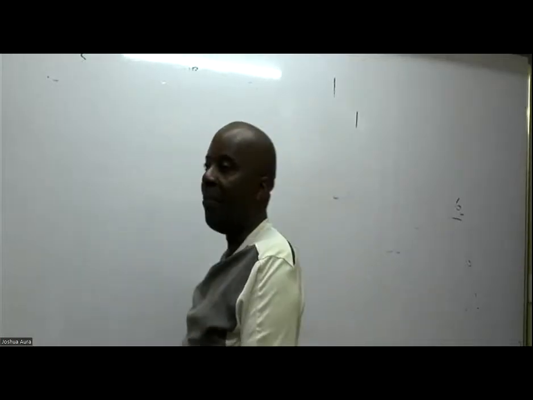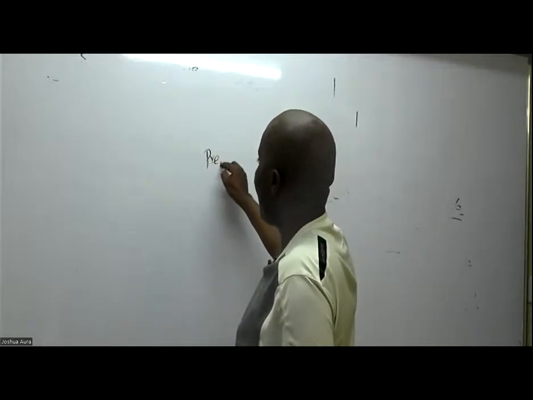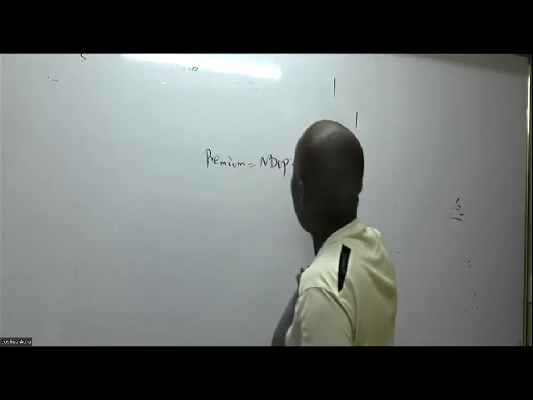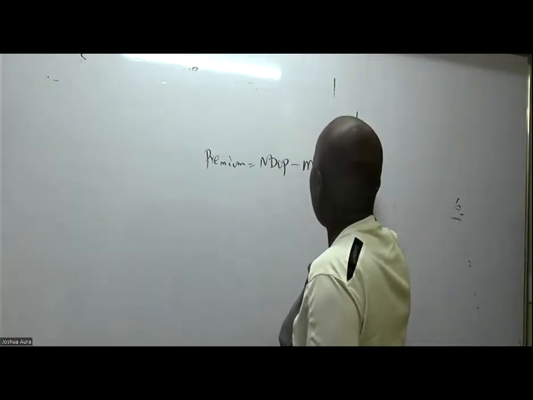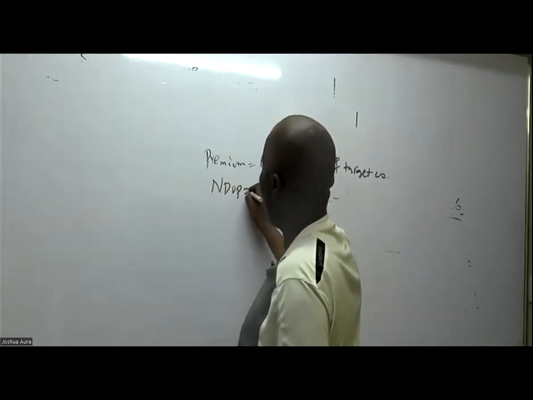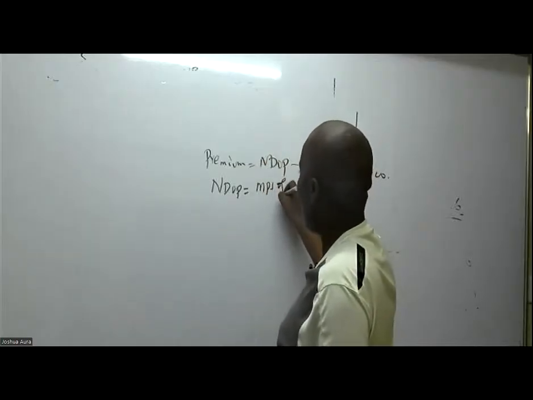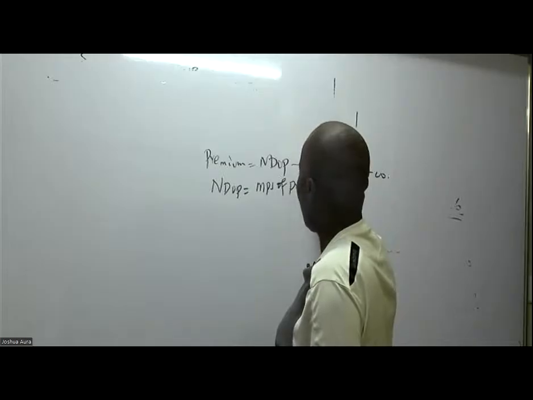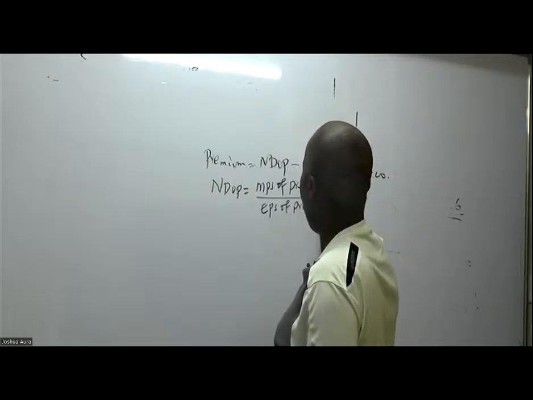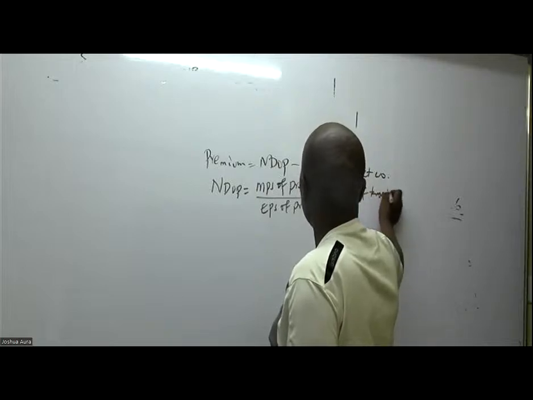first of all, I'll come and remember the formula. So premium will be DOP minus what here? MPS of the target company. So then how do I get this DOP? It's very easy. To get DOP, we shall take market price per share of the predator, MPS of predator, all over EPS of predator, times EPS of target company.